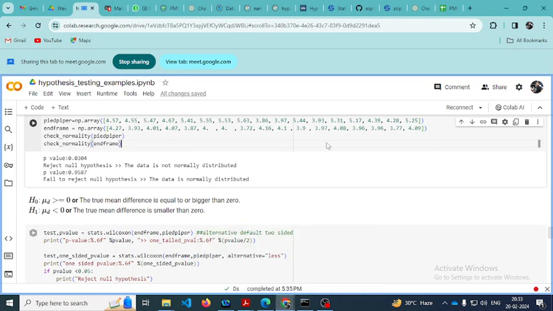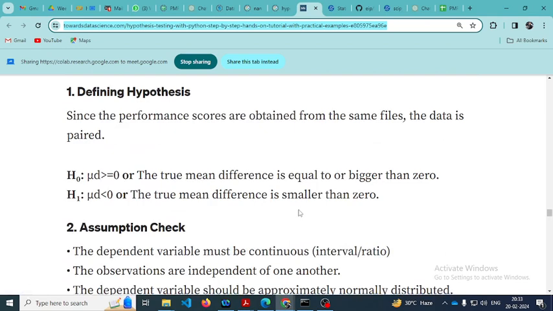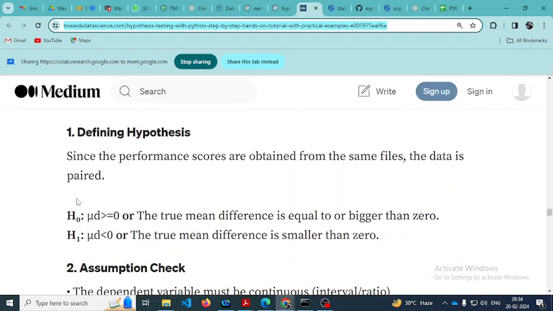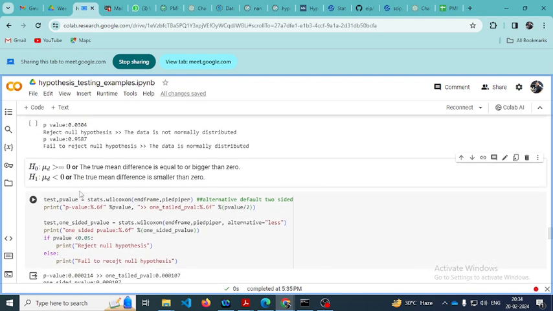So you are going to frame your hypothesis. I am defining my hypothesis that I want to check. The performance scores are obtained from the same files, the data is paired. Initially you can assume that the mean of the given data is greater than 0, that is my null hypothesis. So the mean of the given data is greater than 0. Initially I am going to assume that, then I am comparing.